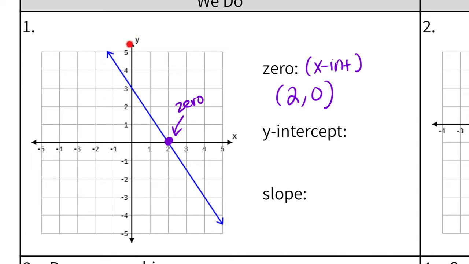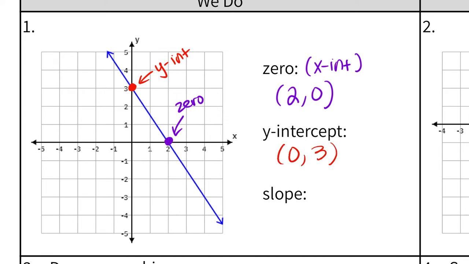Okay, now our y-intercept, a little bit more straightforward. So y, look at the y-axis. Where does it cross? It's crossing right here. So there's our y-intercept. And again, you have to make sure the order that you put your numbers. This time it's going to be 0, 3.